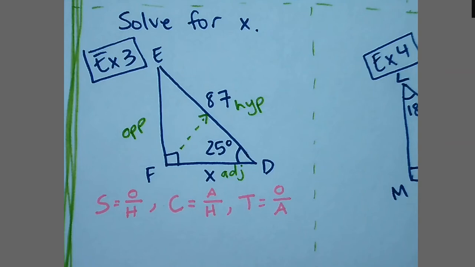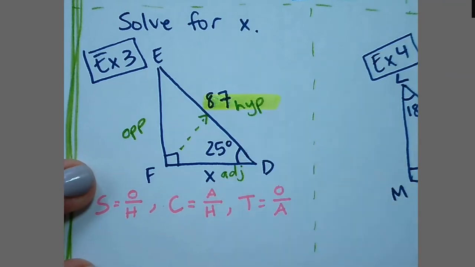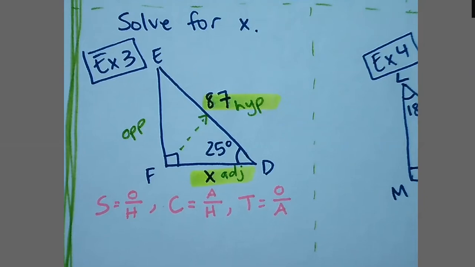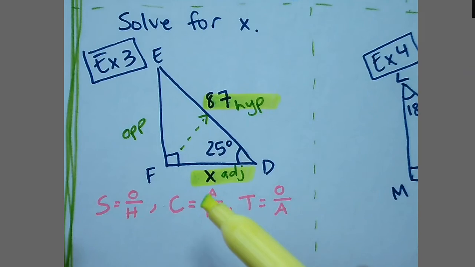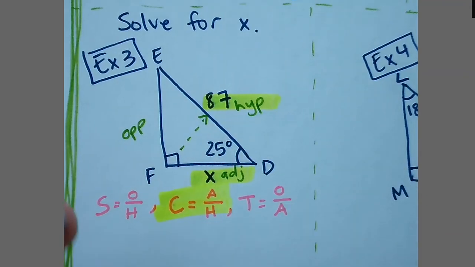Okay, so now looking at this, I want to ask myself, what two sides did this problem label for me? Okay, so notice it labeled the hypotenuse. That's something that it gave me. The opposite has nothing with it, so we're not going to use the opposite at all. But it did label our adjacent as x. Okay, so what we're going to be using here is the adjacent and the hypotenuse. So looking here, sine uses the opposite and hypotenuse. Cosine uses the adjacent and the hypotenuse. Tangent uses the opposite and the adjacent. So we're going to be using cosine here.